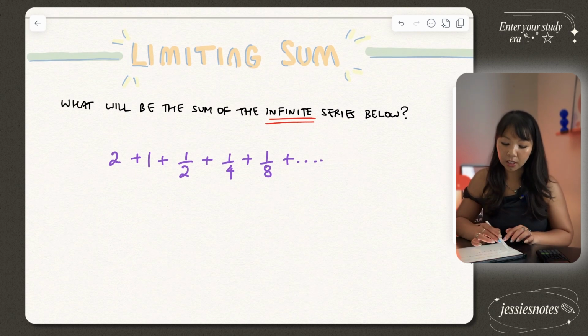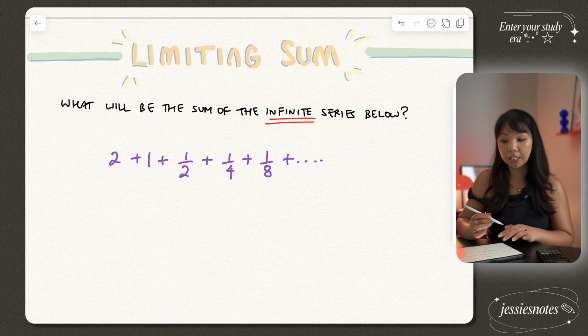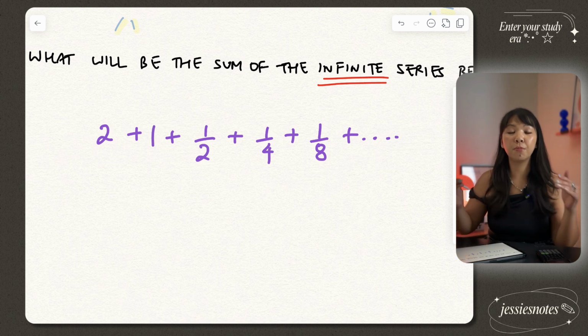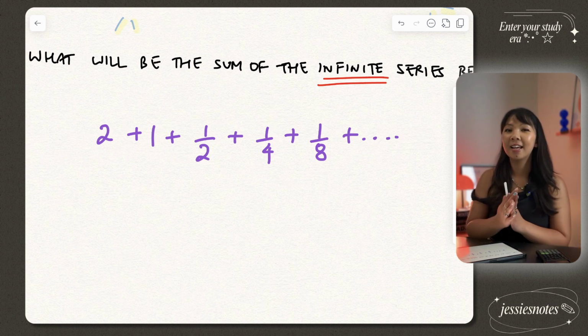Now the question here says, what will be the sum of the infinite series below? Now when we have an infinite series, it just means imagine I have an infinite number of terms in this sequence. If I wanted to add up all these infinite number of terms, what do you think it will add up to become? Now let's think about this, okay?